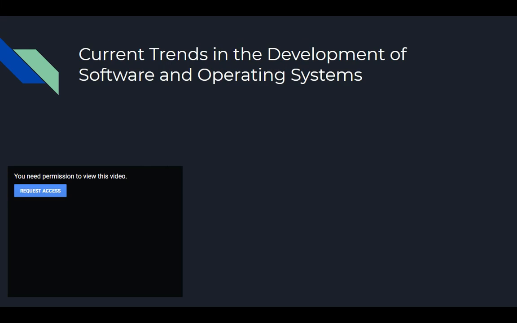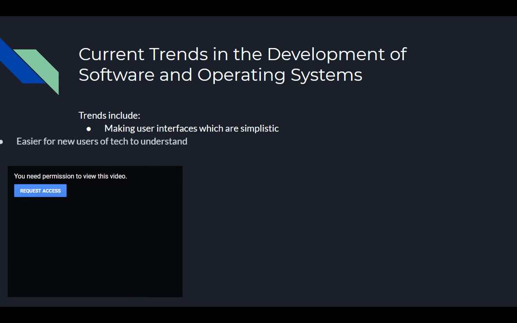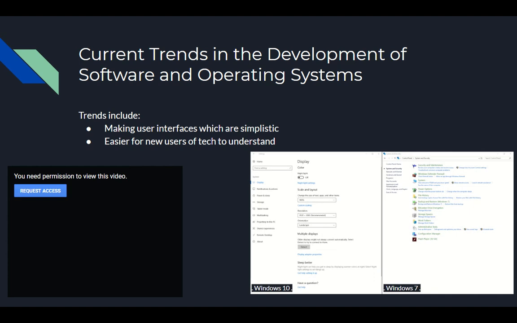Current trends in the development of software and operating systems. Some of the current trends include that a lot of GUIs these days are becoming a lot more simplistic and easier for users to use. A good example of this is the difference between the Windows 10 settings and the Windows 7 settings. It has become a lot more simple and easier to read, and although this may make some certain settings hard to find, it can make it a lot easier for newer users to use in the long run.